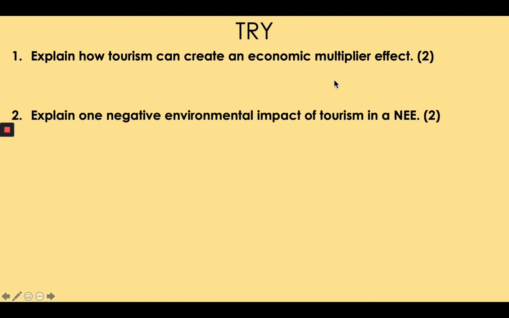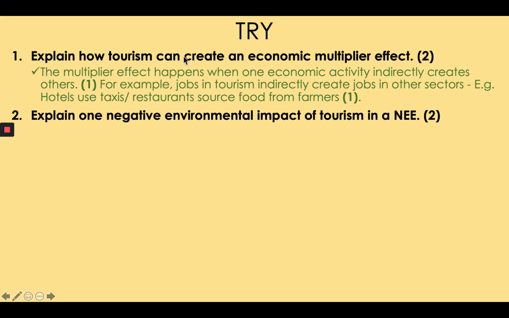So number 1, explain how tourism can create an economic multiplier effect. So you could have said, the multiplier effect happens when one economic activity indirectly creates others. That's an important sentence for a mark. For example, jobs in tourism indirectly create jobs in other sectors, e.g. hotels use taxis and restaurants source food from farmers, a mark. If you used a different example, you can still get a mark, as long as it's correct.